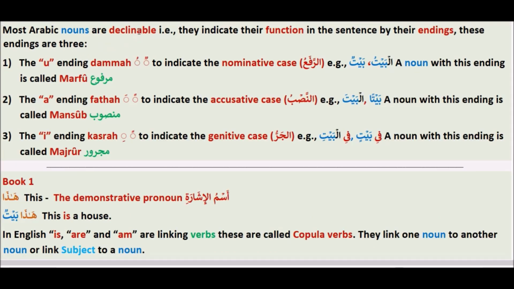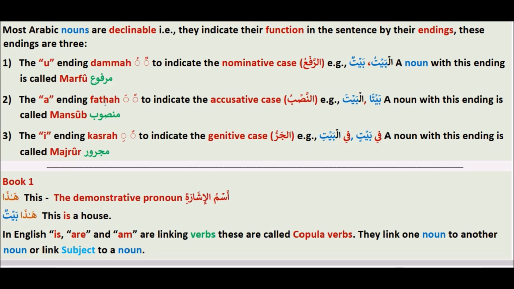Most nouns are declinable and they indicate their function in the sentence by their endings, which we will be discussing later on, inshallah. These endings are three. As we have discussed, dhamma, tanween or single dhamma, to indicate the nominative case. It is also called rafa. Like baytun and al-baytu. A noun with this ending is called marfu.